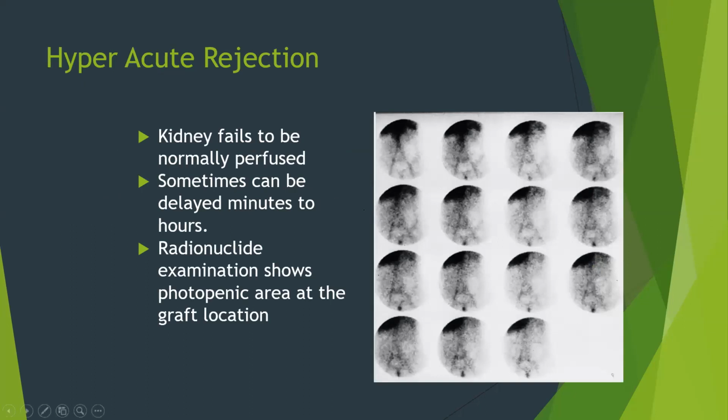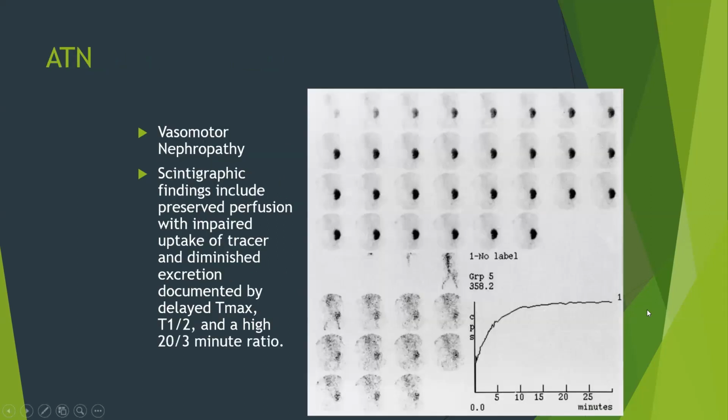Hyperacute rejection is also seen on a renal scan, in which we can see that the kidney fails to be normally perfused, sometimes can be delayed from minutes to hours, and the radionuclide examination shows a photopenic area at the graft location. So we can see hardly any perfusion, cortical uptake, and no drainage also.